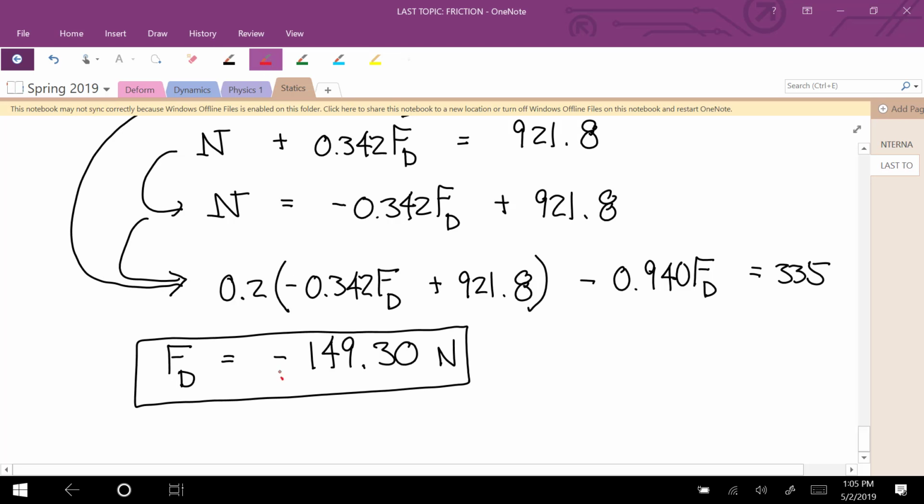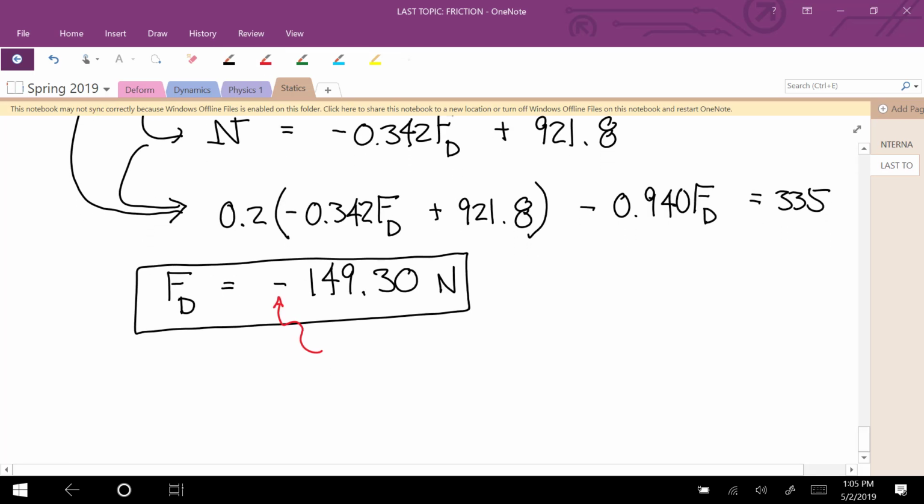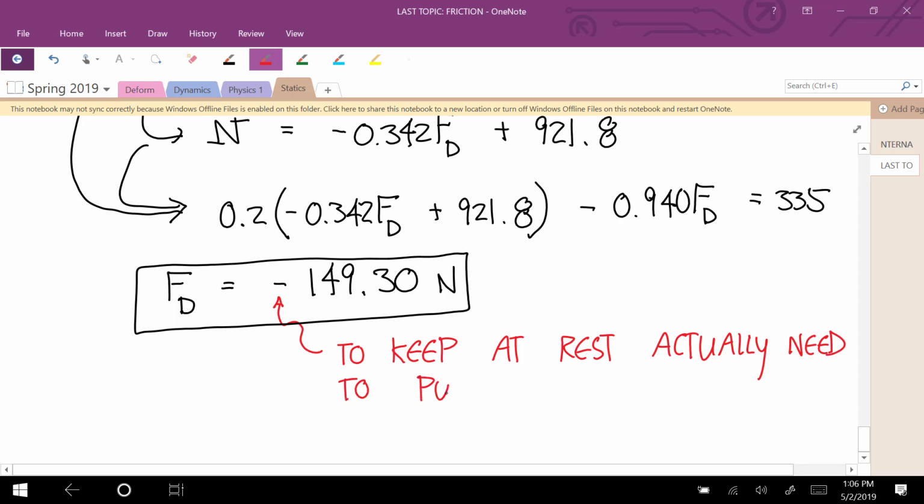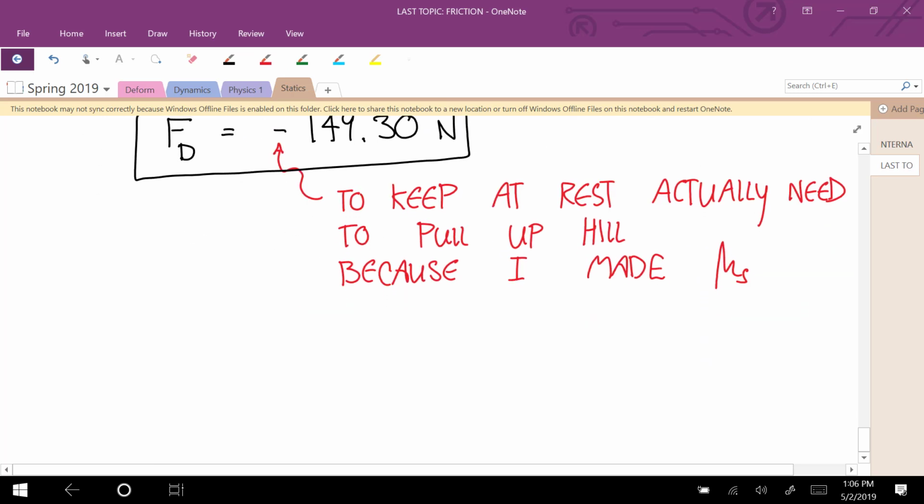Okay, so what does the negative mean? That means, to keep this at rest, you actually need to pull up the hill, because I made mu sub s too small.